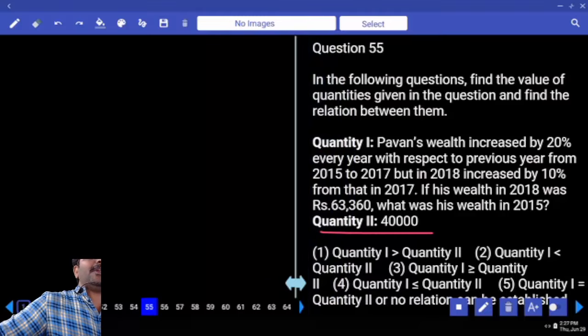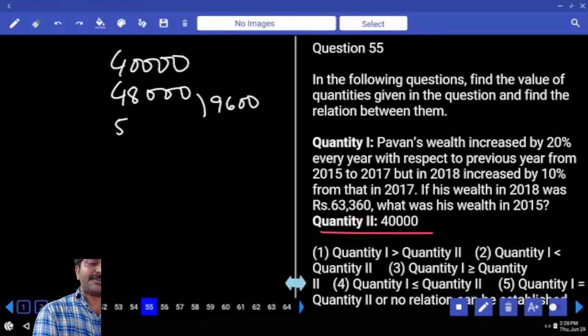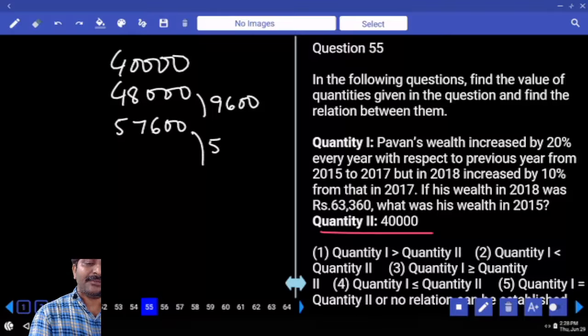For Q1 we need to know whether it is equal to 40,000, more than 40,000, or less than 40,000, correct? So let me start with 40,000 only. First it increased by 20%, then it becomes 48,000, then again increases by 20%. That means you need to add 9,600, which becomes 57,600, correct? Then it increases by 10% only, which is 5,760.